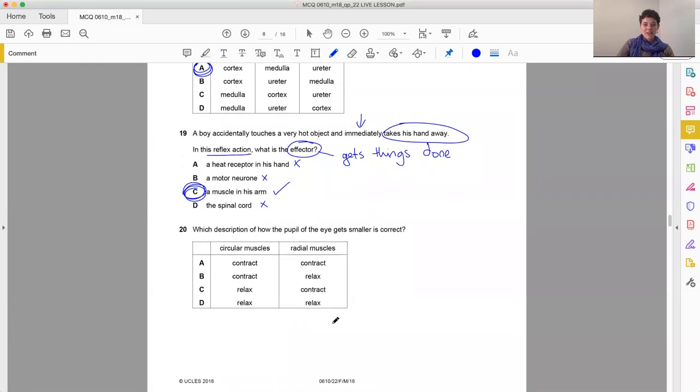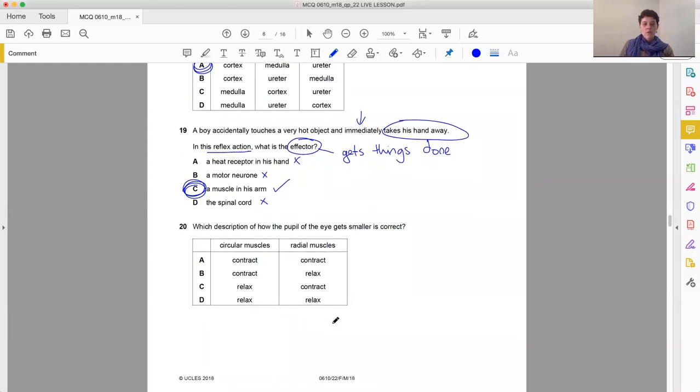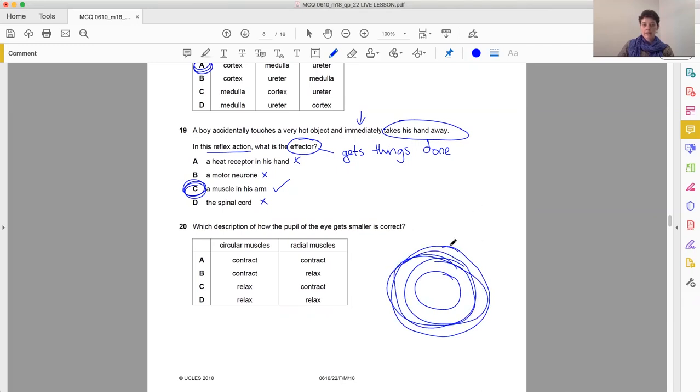Our last question for today, question 20. Which description of how the pupil of the eye gets smaller is correct? So we've got the circular muscles and the radial muscles. So remember, if we look at the pupil of the eye, well, the iris, we've got muscles going round like this. Those are your circular muscles. And you've got other muscles like this, radiating out. Those are your radial muscles.